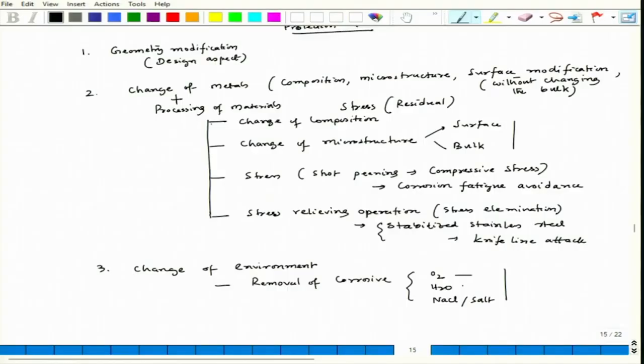So, two effects, one is silica gel which absorbs moisture, and then another effect is evacuated and then sealed. So, you are removing two items here, this as well as this. Now, why these are corrosives?